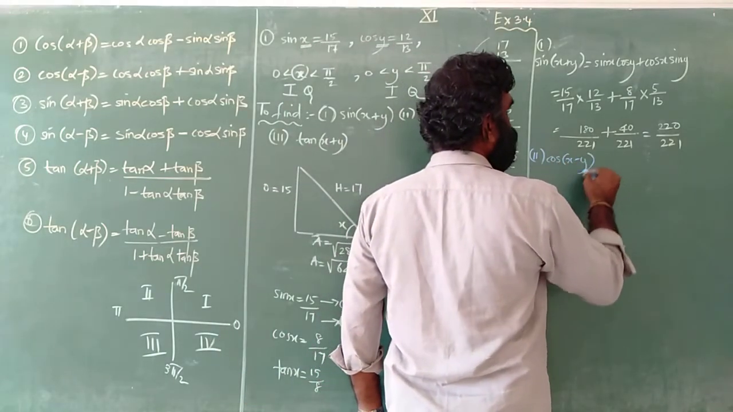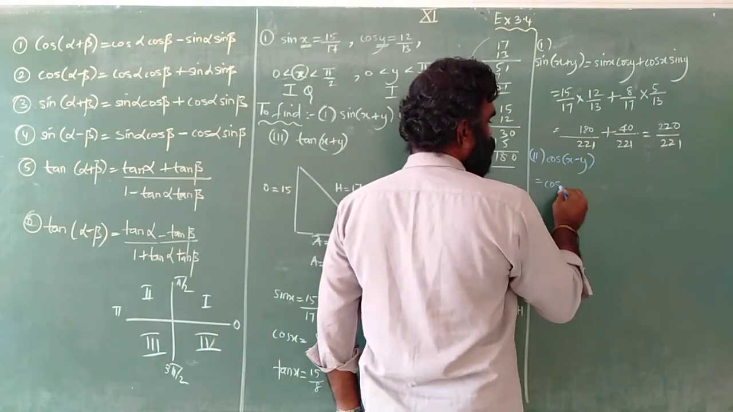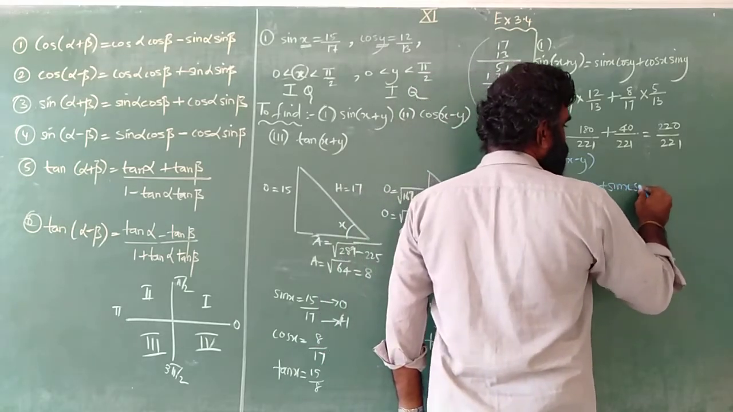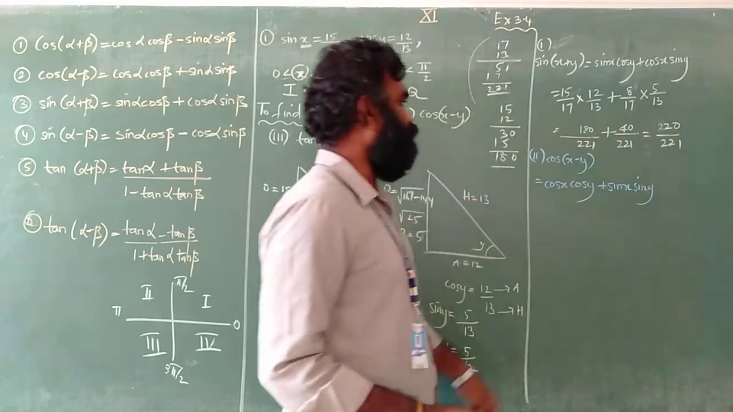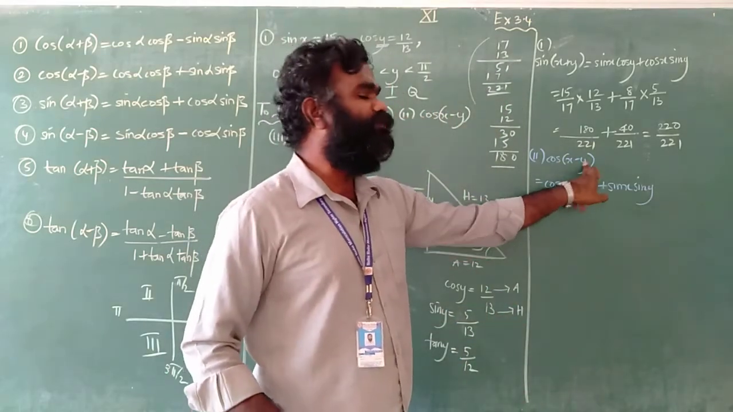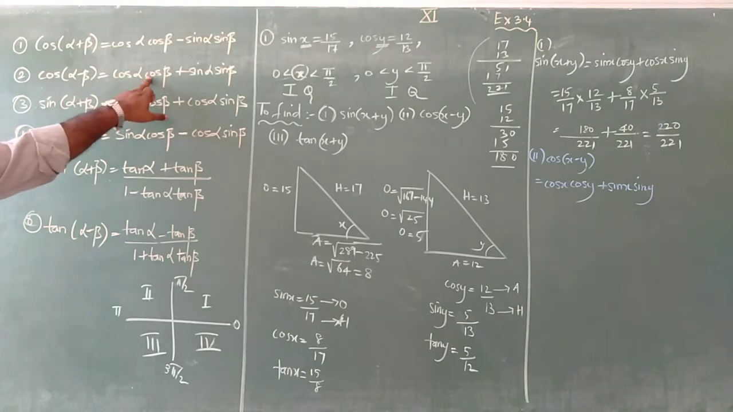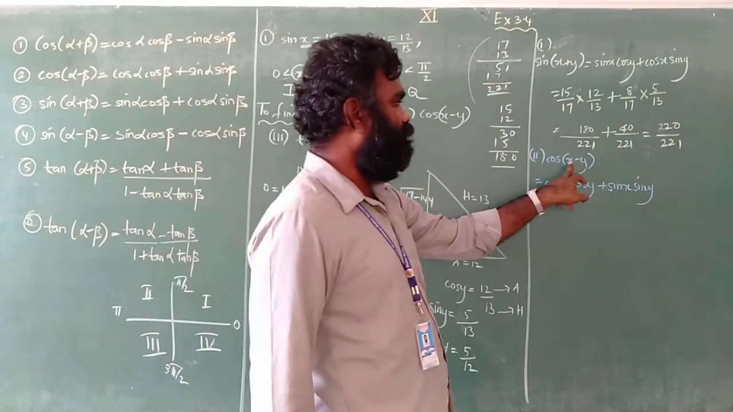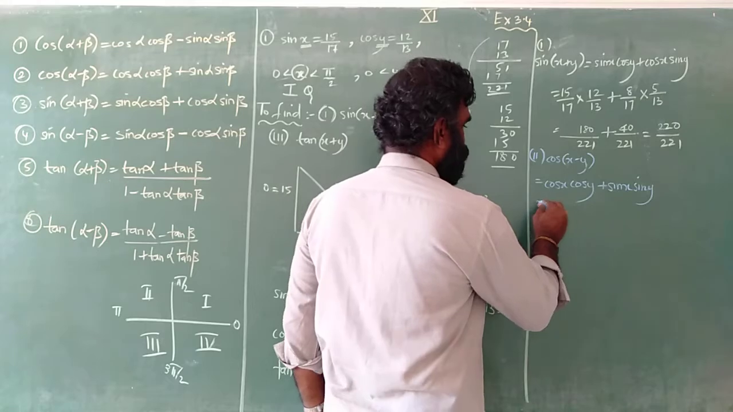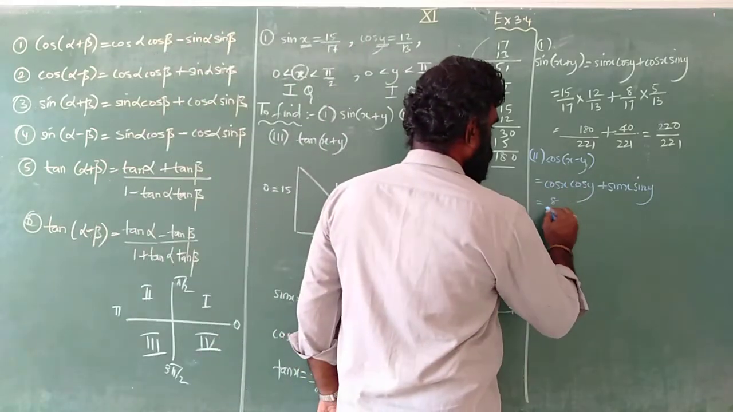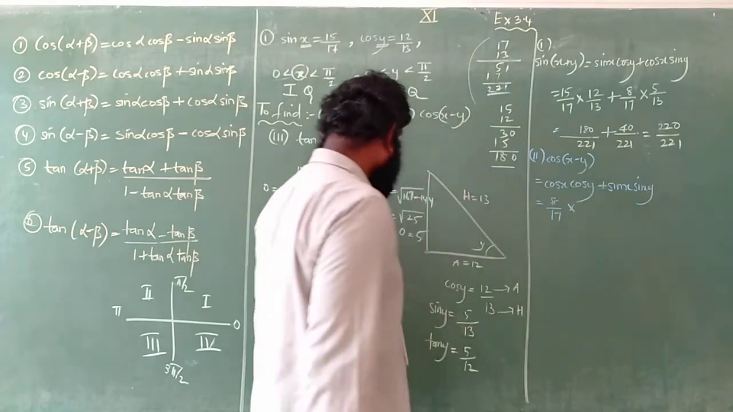Cos x minus y is equal to, what is the formula? Cos x cos y plus sin x sin y. This is the formula. Cos alpha minus beta. What is cos alpha minus beta? Cos alpha cos beta plus sin alpha sin beta. In place of alpha beta, there is x and y present. So first write cos x. What is cos x here? 8 by 17. 8 by 17 into cos y.